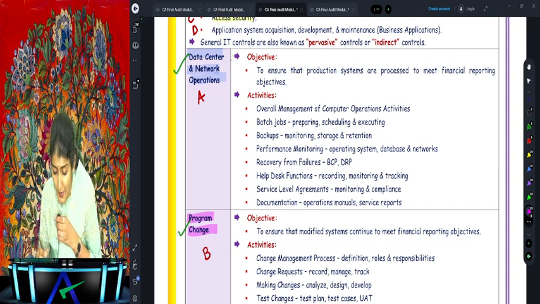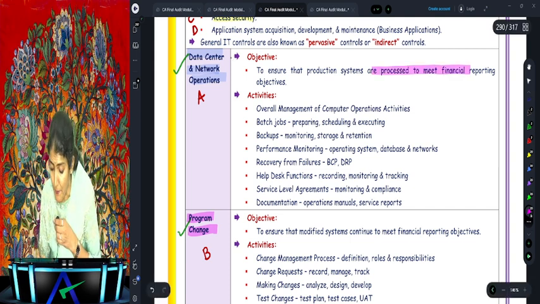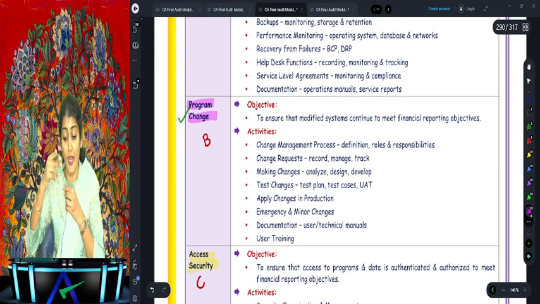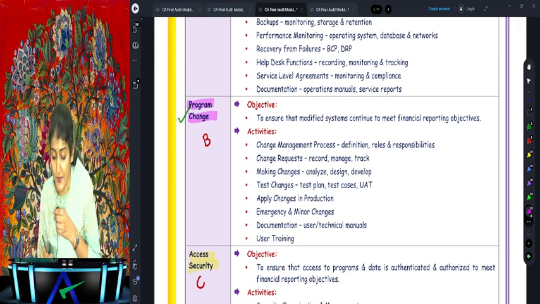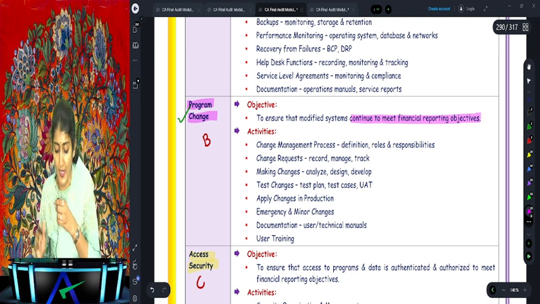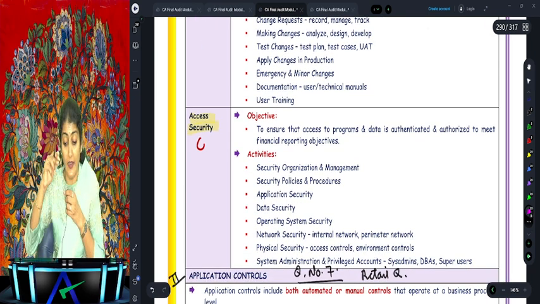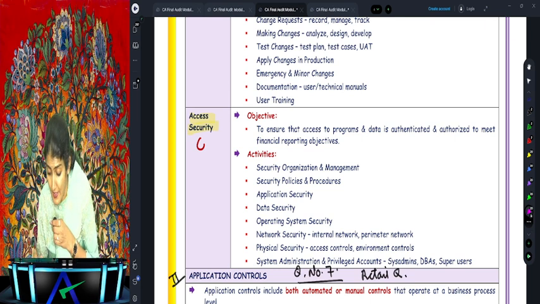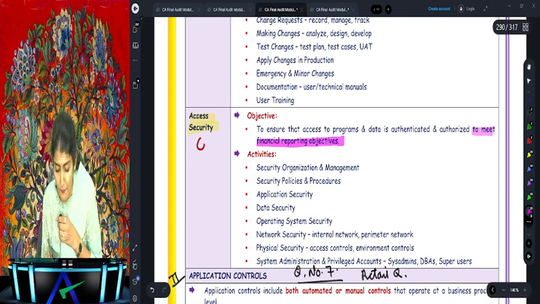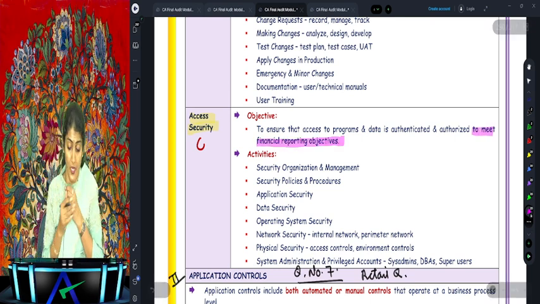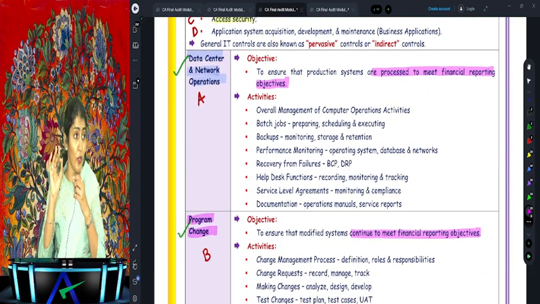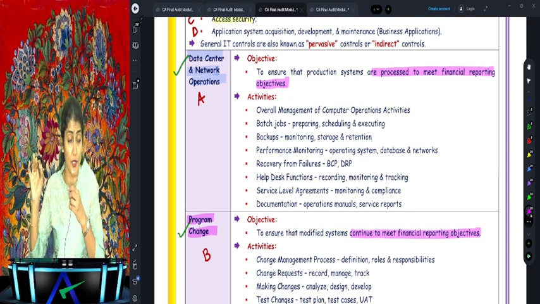It says to ensure that production systems are processed to meet the financial reporting objectives. Then program change, that the modified systems continue to meet the financial reporting objectives. And access security, that the access to program and data is authenticated and authorized, again to meet the financial reporting objectives. So if you see the last line in the objective, everybody's objective is the same. What? To meet the financial reporting objectives.